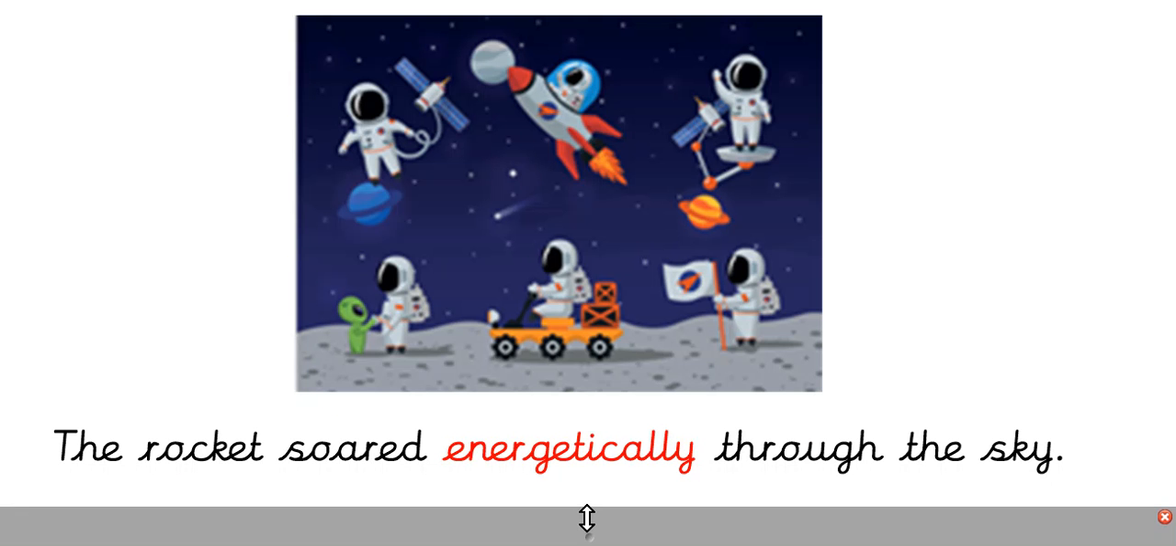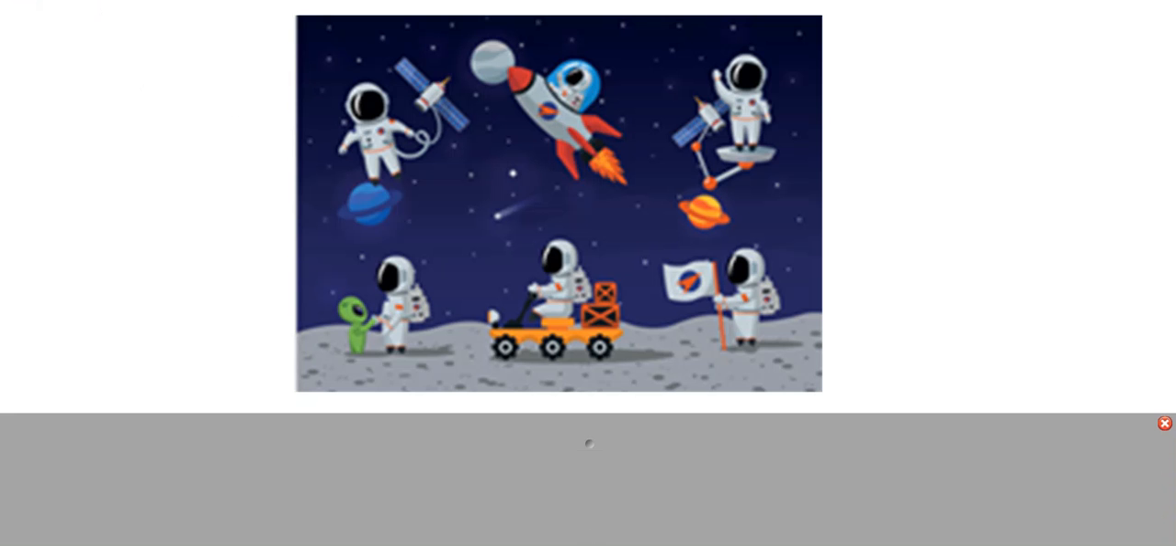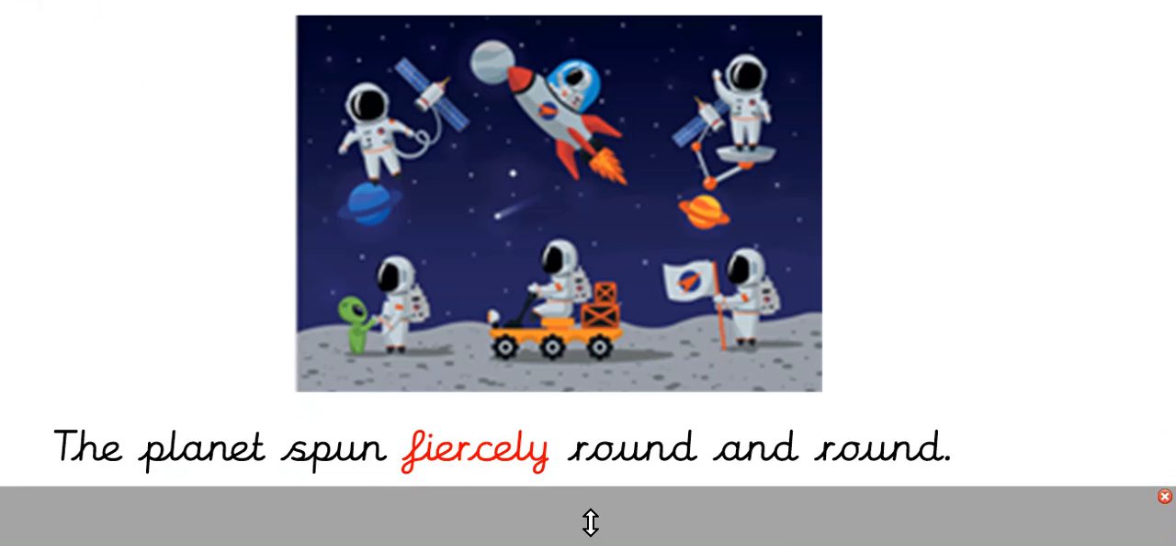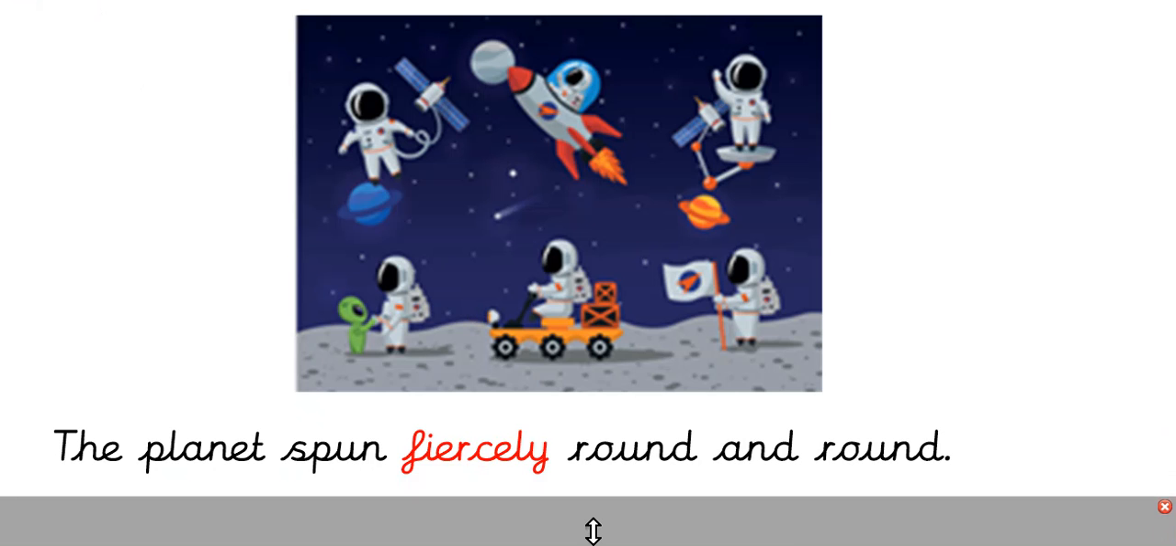You could have had the rocket soared energetically through the sky. So the verb there is soared because that's what the rocket is doing, that's the action. And energetically is describing how the verb is being done. And the last one that I've thought of is the planet spun fiercely round and round. So your verb there is spun because that's what the planet is doing, it's the action. And fiercely is describing how the planet is spinning.